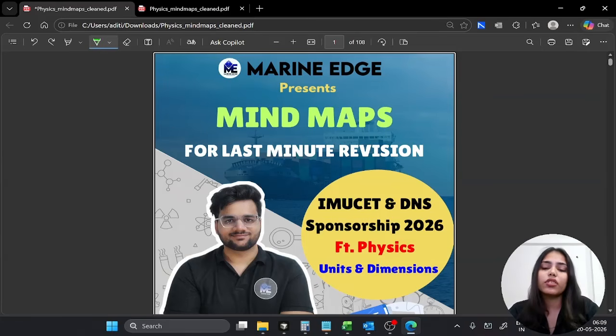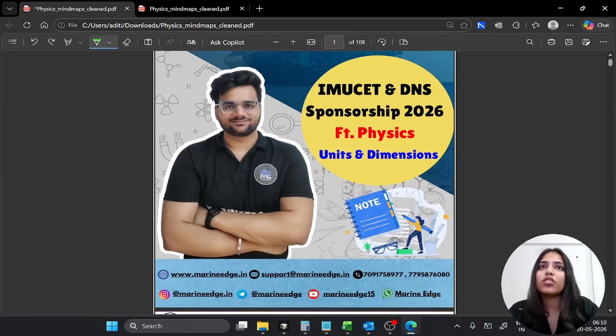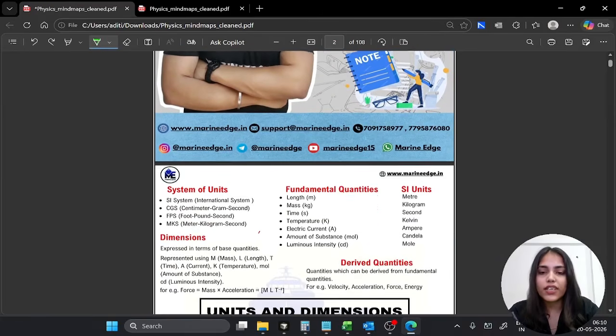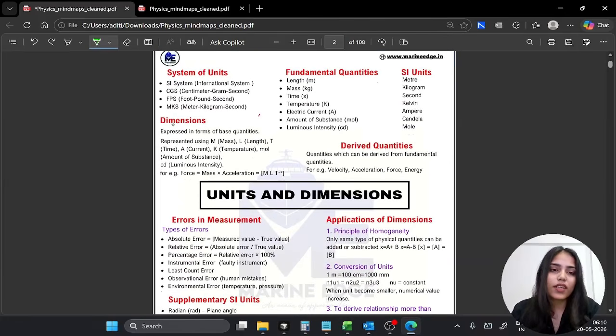So units and dimensions. If we discuss how many questions there were from this chapter in previous years, there were almost one or two questions coming each year from these topics, including errors and all of that. But units and dimensions is the base of your physics, right? These are the basic concepts, the units, the formulas. So let's get started on that. First of all, we'll talk about system of units.